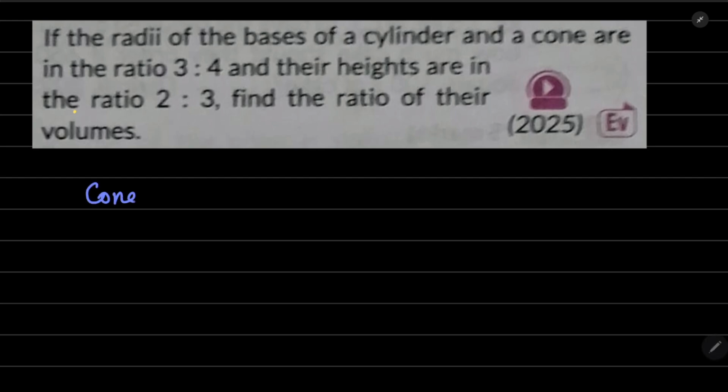Solution, let's write. For the cone and for the cylinder. So for the cone, let the radius of the cone be small letter r and let capital R be the radius of the cylinder. Let small letter h be the height of the cone. Capital H, let it be the height of the cylinder. Okay, so this is your height.